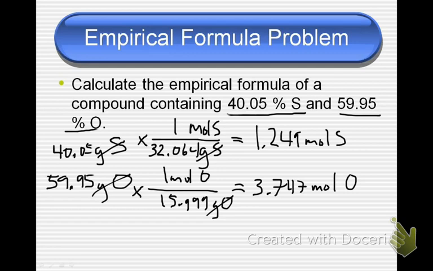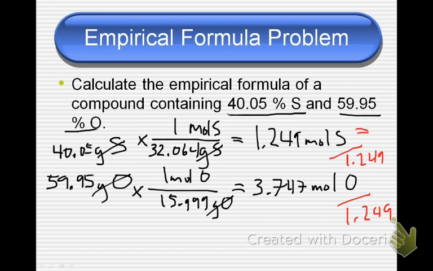Now we're going to divide everything by the smallest number of moles. And this is going to give us the ratio. So which one of these two numbers is smaller? Is it 1.249 or is it 3.747? If you said 1.249, you would be absolutely correct. That number is smaller. And since it's smaller, we're going to divide both of these by that number. So that means we're going to divide 1.249 by 1.249, and yes, that will give us 1. We're also going to divide 3.747 by 1.249, and that'll give us something else.